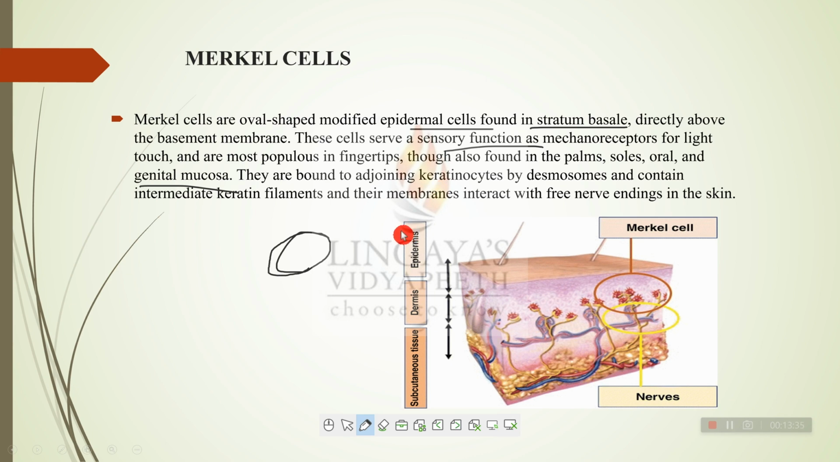Alright, they are adjoined with the keratinocytes by desmosomes, and they contain intermediate keratin filaments.